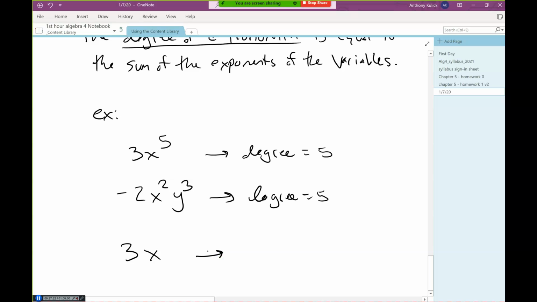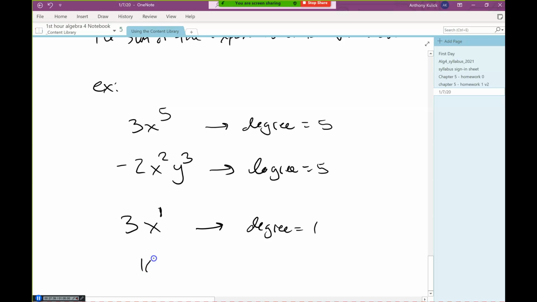How about 3x? What's the degree for that going to be? 1, right? Because remember, there's always an exponent of 1 on the variable, even if we don't write it down. Very good. What about if we have just a number? We said that was a monomial still. The degree there is 0. If there's no variables, then the degree is just 0. Everybody feel okay about doing that?